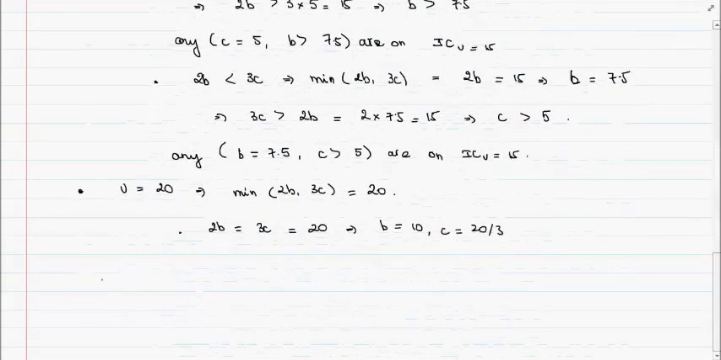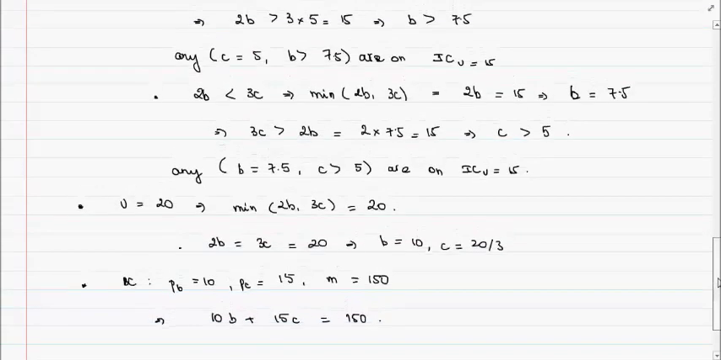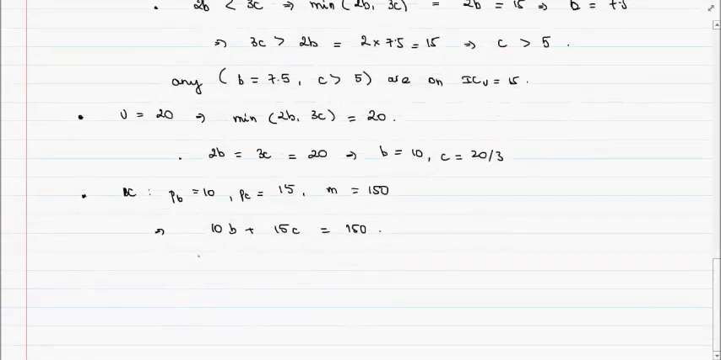Alright, so to find the optimal consumption bundle, we need the budget constraint. In this case, we are given the prices, PB equal to 10, PC equal to 15, and the income equal to 150. So therefore, our budget constraint is 10B plus 15C is equal to 150. Alright, so I'm just going to draw this on a diagram.